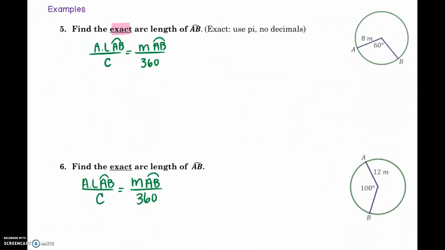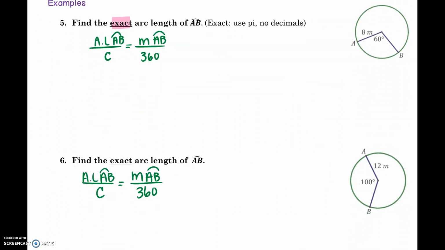So for example 5, we want to find the exact arc length of AB. So we set up our proportion. Now we just have to fill in all the information we know and use x for what we need to solve for. So we're solving for the arc length. So we're going to have x over the circumference. So let's find the circumference is equal to 2 pi r. So it's equal to 2 times pi times 8, which is 16 pi. Remember, because we're finding the exact arc length, we're going to leave everything in terms of pi.